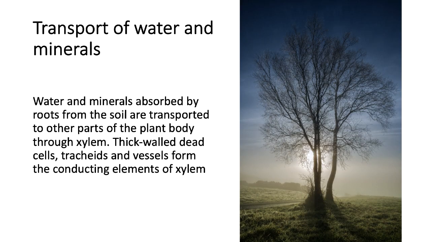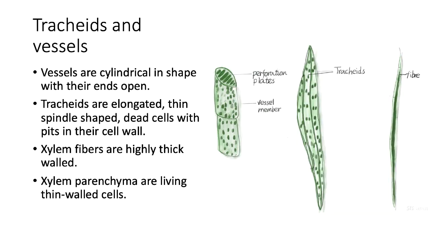Water and minerals absorbed by roots from the soil are transported to other parts of the plant body through xylem. Thick-walled dead cells, tracheids and vessels form the conducting elements of xylem. Vessels are cylindrical in shape with their ends open. Tracheids are elongated, thin spindle-shaped dead cells with pits in their cell walls. Xylem fibers are highly thick-walled. Xylem parenchyma are living thin-walled cells.